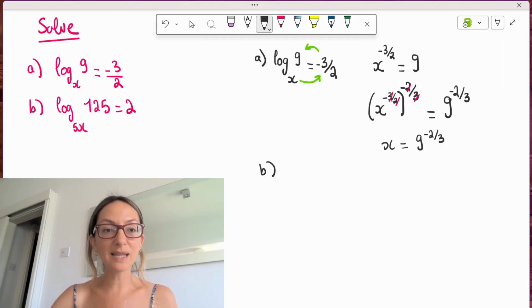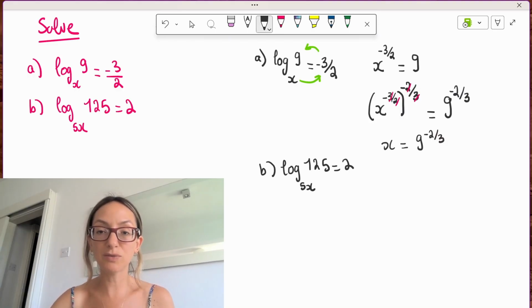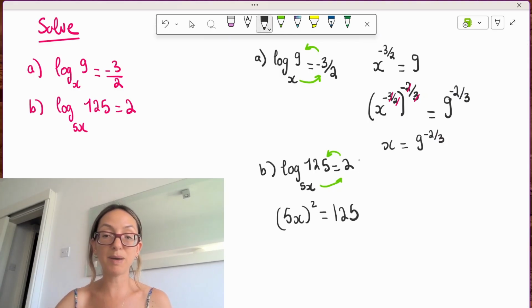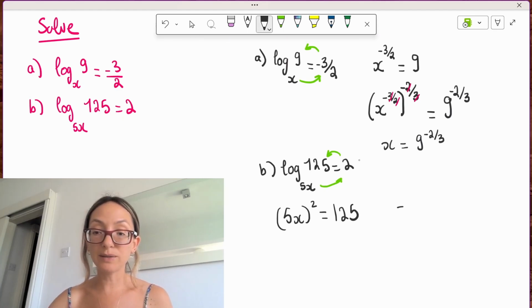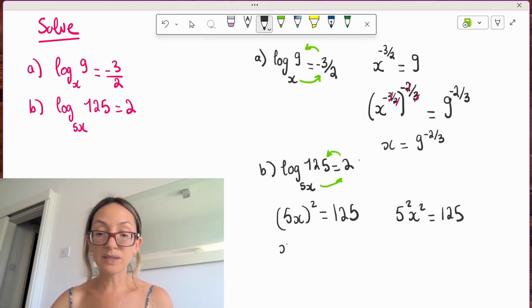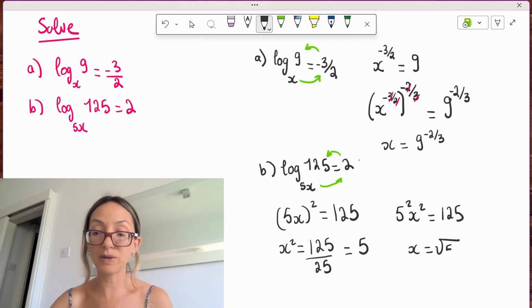Now let's look at the second example, exactly the same thing. Log base 5x of 125 is equal to 2. Let's follow the arrows. That means that 5x to the power of 2 is equal to 125. Don't forget to put the brackets here because the power of 2 applies to both 5 and the x. And so we get 5 squared times x squared is equal to 125, and that means that x squared is equal to 125 divided by 25, and that is equal to 5. And that simply means that x is equal to square root of 5.